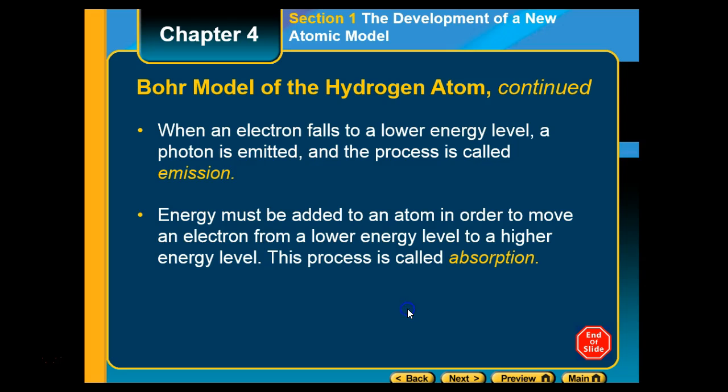I want to show you. When an electron falls to a lower energy level, a photon is emitted, and the process is called emission. When energy is added to an atom in order to move an electron from a lower energy to a higher one, it's called absorption. So it either emits or absorbs.